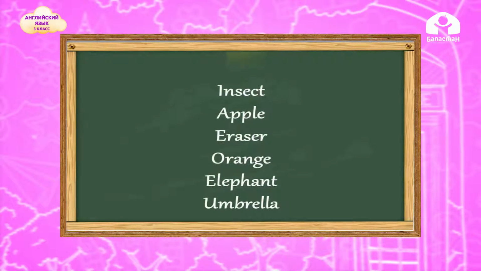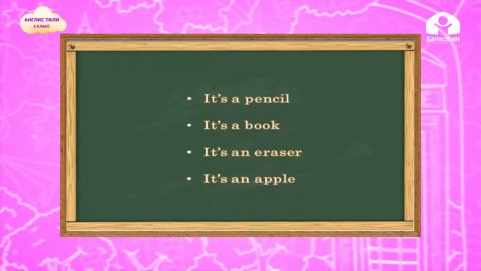Vowel letters. Insect, apple, eraser, orange, elephant, umbrella. What do you choose? Yes, you choose article an, because these words start with the vowel letters. Okay? Now look at the picture and read together. It's a pencil. It's a book. It's an eraser. It's an apple.